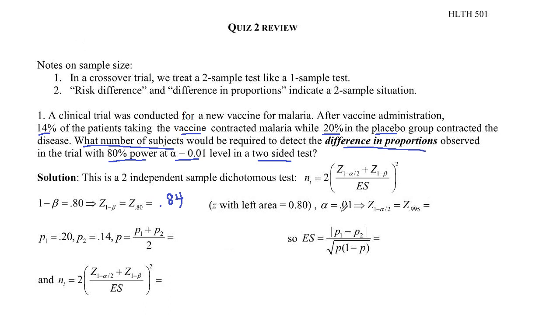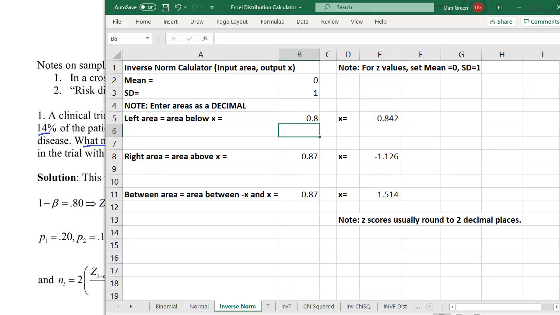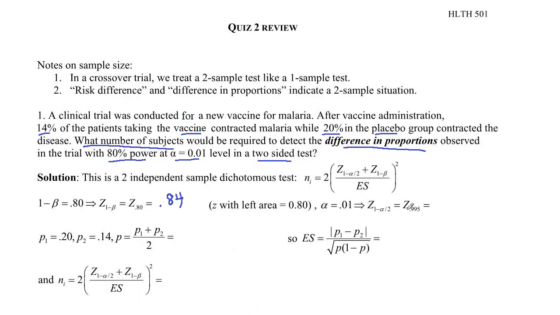and then alpha is 0.01, so this alpha over 2 is 0.005, 1 minus 0.005, that's this 0.995. So that's the z-value with 0.995 to the left. So we'll go back to our Excel distribution calculator and put 0.995 in that box to get 2.576. So we've got those. Now we need to compute our effect size.